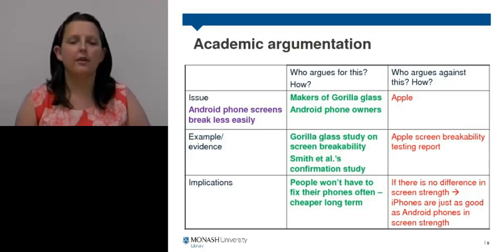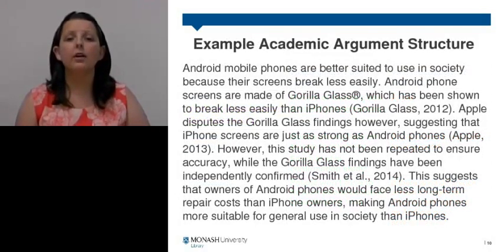Now, given these various sources of information, I have to put this together in an appropriate argument for my essay. So here I have written an appropriate argument for my essay. Android mobile phones are better suited to use in society because their screens break less easily. Android phone screens are made of Gorilla Glass, which has been shown to break less easily than iPhones. And there I have a reference for Gorilla Glass. Apple disputes the Gorilla Glass findings, however, suggesting that iPhone screens are just as strong as Android phones. And here I have the Apple reference.